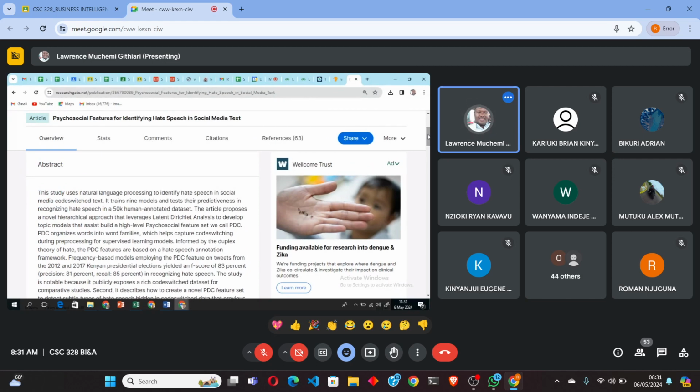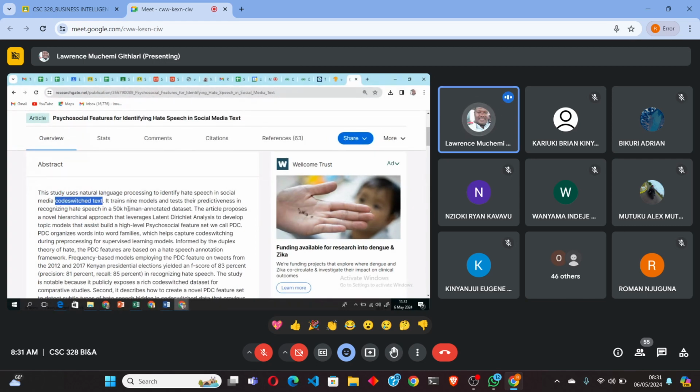So if you look at the abstract, it says that this study uses natural language processing to identify hate speech in social media code-switched text. Now, when you find this word code-switched, it means that people are using, let's say, two languages, like Swahili and English at the same time. So you want to see how we can identify hate speech in social media where two languages have been used. Swahili, mostly, in Kenya people use Swahili and English. Sometimes they also combine it with mother tongue, but I think we only looked at the Swahili-English combination.